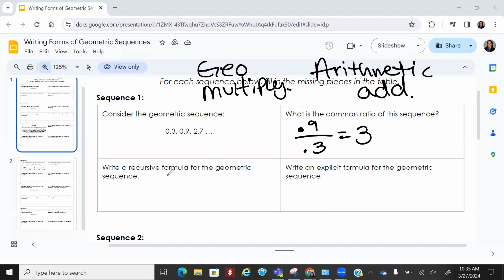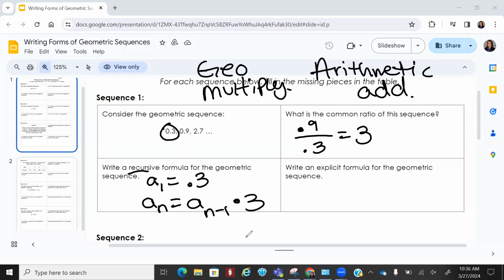Okay, so for geometric, we're going to write the recursive formula. It's over there on the board as well as over here. So when we do the recursive, we're going to say a sub 1 is equal to, what's our first term? 0.3. Then we're going to say a sub n is equal to a sub n minus 1 times what was our rate. So the only things that you plug in for recursive is your initial and your rate. Everything else remains the same.